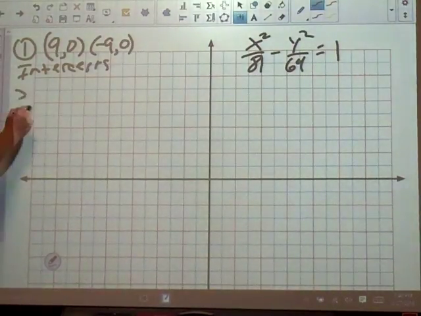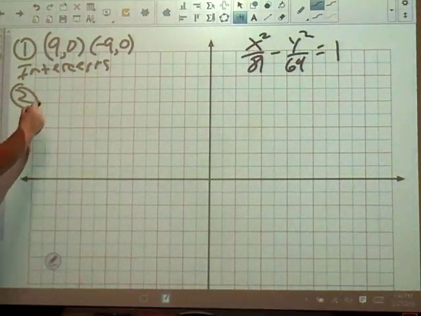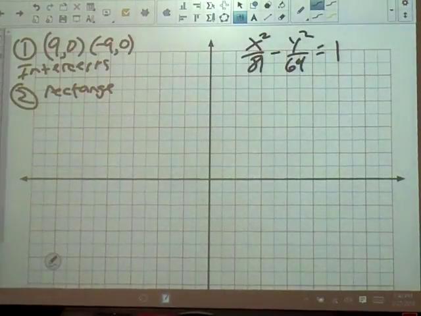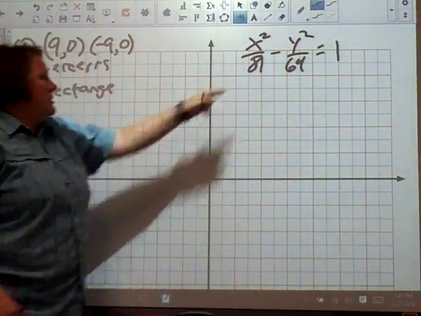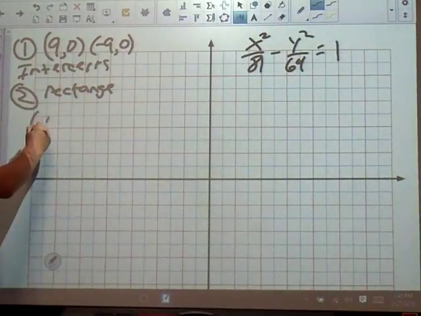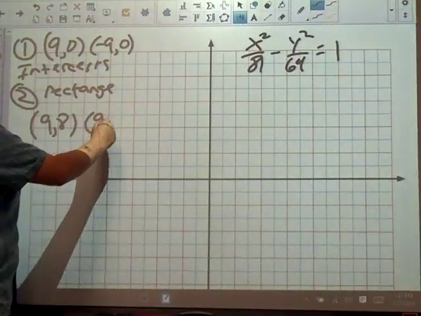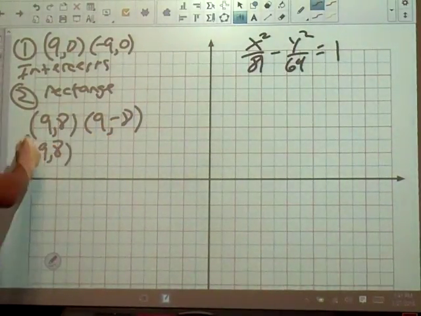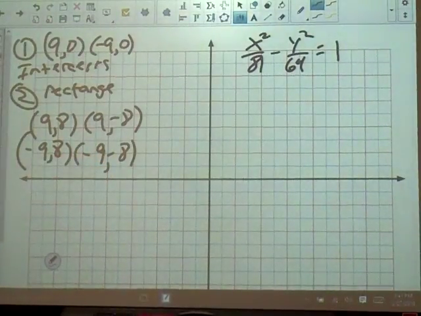Step 2. It's called the fundamental rectangle. I just say rectangle. The rectangle has four corners. So I'm going to get my four corners by using the square roots here. I'm going to have a corner of my rectangle at (9, 8). I'm going to have a corner at (9, negative 8). See where I'm getting those from? (Negative 9, 8) and (negative 9, negative 8). So those four points are going to be the corners of my rectangle.